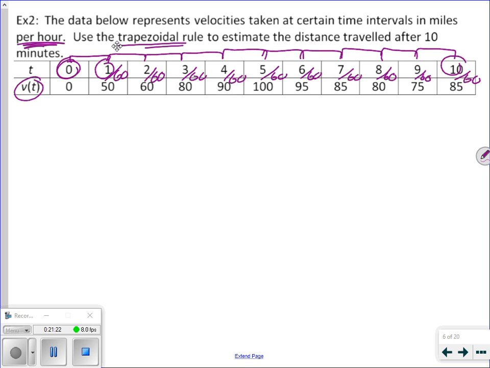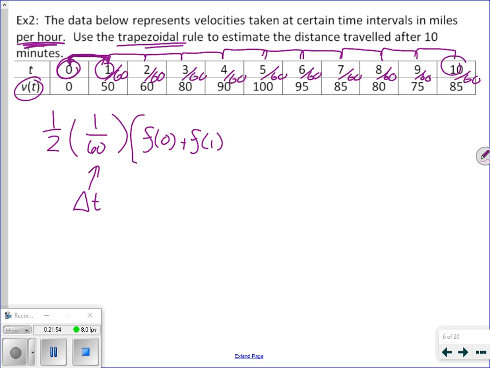Okay. So the formula is 1/2 our height. Now our height is the distance from one t value to the next. In this case, that is 1 over 60. That is our delta t, or change in t. Then, for instance, if you just want to do one trapezoid, it's f of 0 plus f of 1. That's base 1 plus base 2. And you're welcome to do that 10 times.